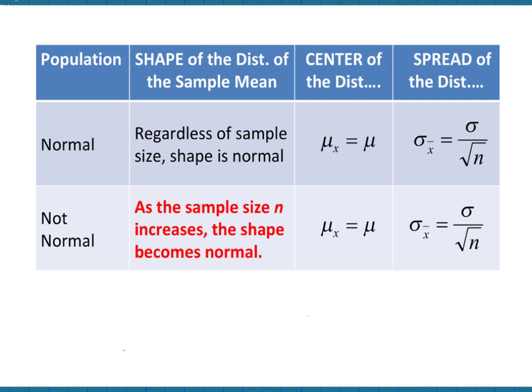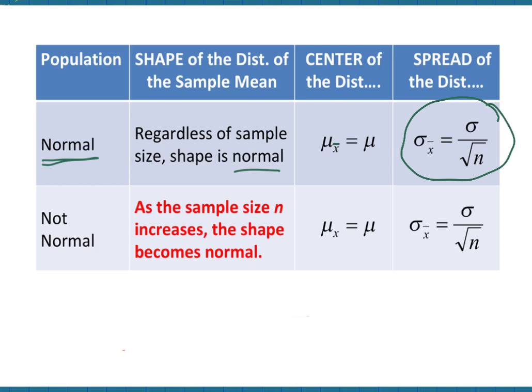Here's another chart for you. Notice that if the population is normal, regardless of the sample size, the shape of the distribution of the sample mean is normal. The center of the distribution of the sample mean, which should have a bar over the x there, mu sub x bar, equals the mean of the population. The spread of the distribution, the standard error of the mean, which is in the last column, if we have a normally distributed population, can be represented by that formula.